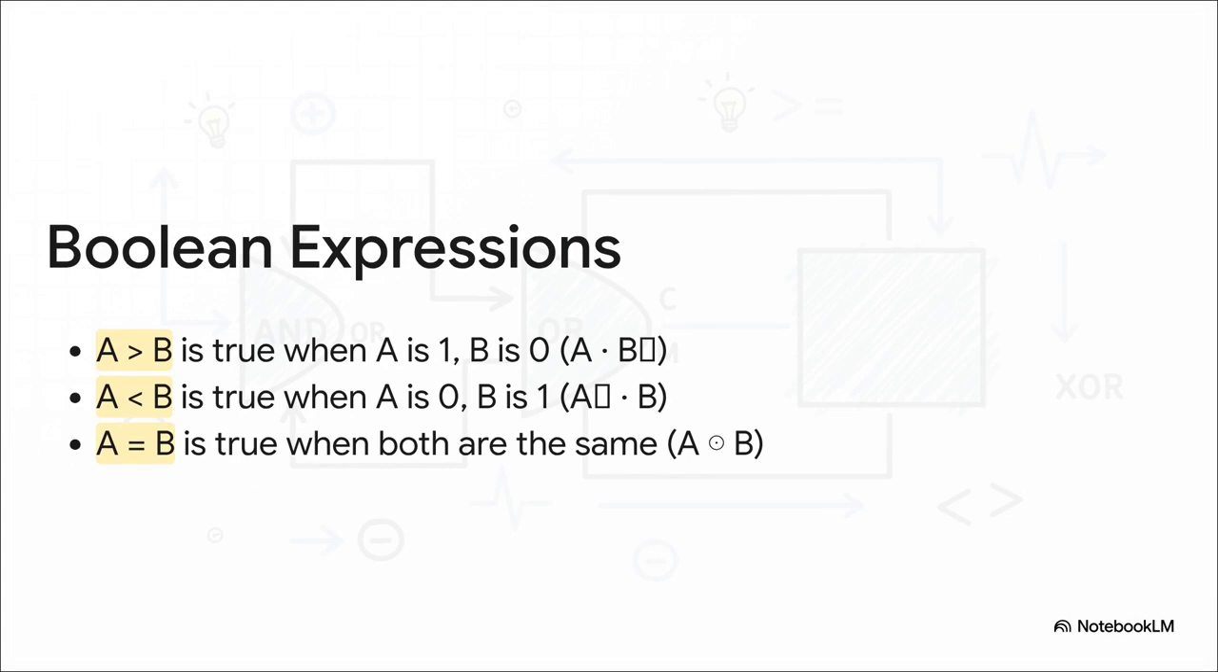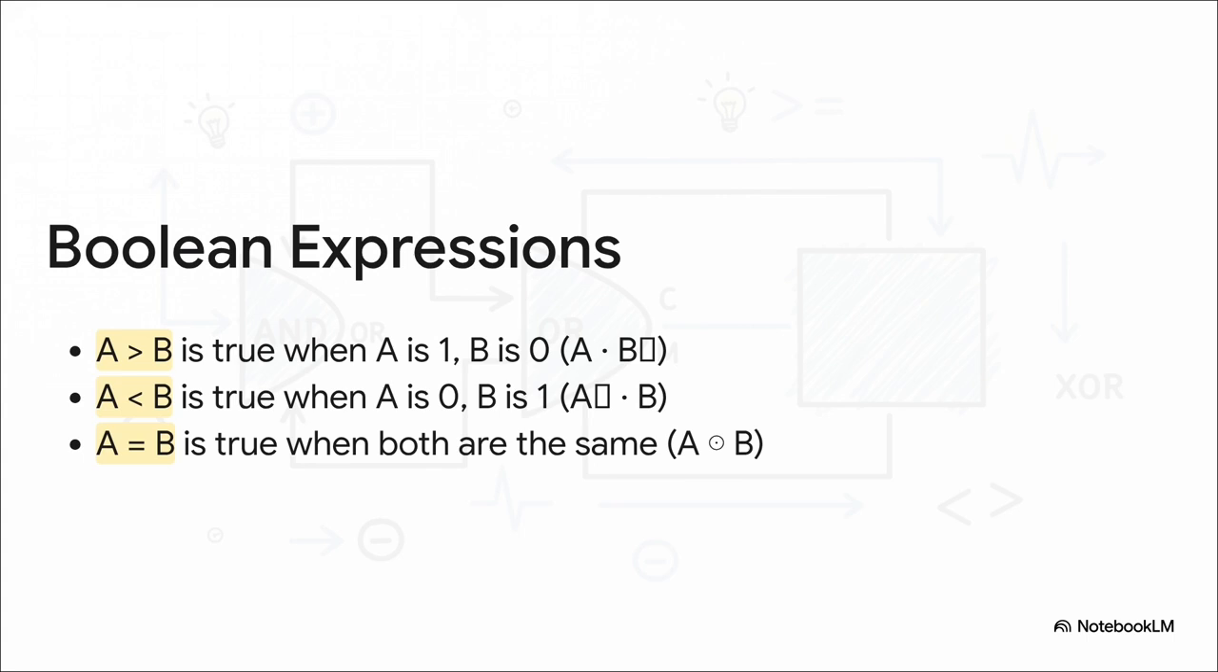And here's how that blueprint translates directly into the language of logic gates. The A greater than B output is only a 1 when A is 1 and B is 0. A less than B is only true when A is 0 and B is 1. And what about equality? Well, they're equal when they are the same, a job that's perfectly handled by a logic gate called an XNOR gate, which outputs a 1 only when its inputs are identical.